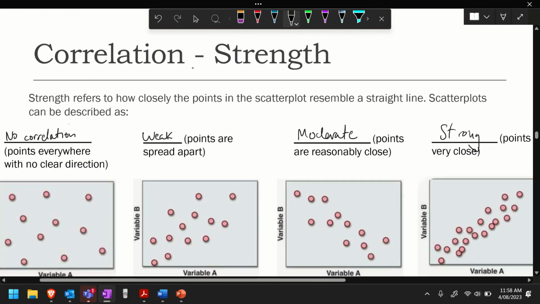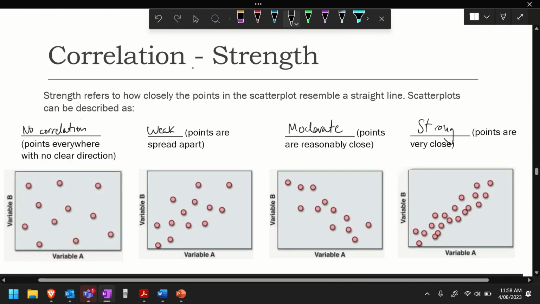Okay, so those are the 4 options for strength. No correlation, just random. Weak, they're kind of close together, but not really. Moderate, they're a bit closer. And then strong is when they're very close.